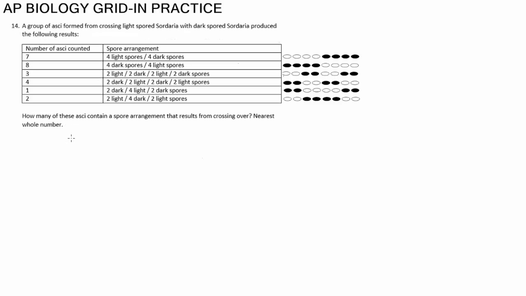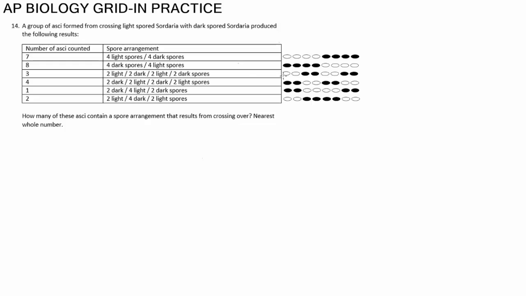In number 14, we're looking at Sordaria and the formation of their spores. Over on the right-hand side, I have some diagrams to help out with this. Basically, we're looking for evidence of crossing over having occurred. In normal development with no crossing over, you would end up with a split in the two different traits of these spores of light and dark. So the first two examples would show us basically what it would look like if there was no crossing over.